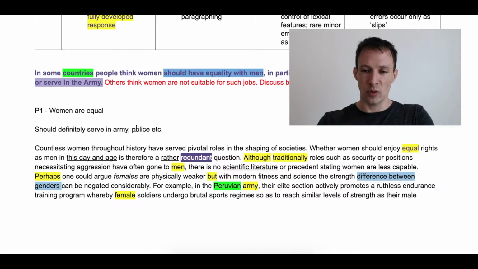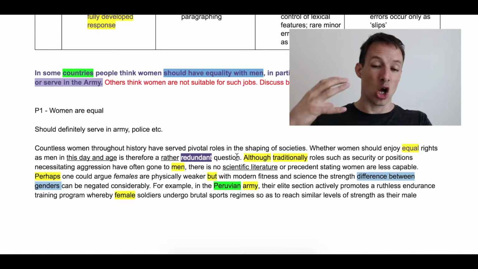Now, if we look through this essay, through this paragraph, perhaps you want to read it. Countless women throughout history have served pivotal roles in the shaping of societies. Whether, good structure, women should enjoy equal rights as men in this day and age is therefore a rather redundant question.